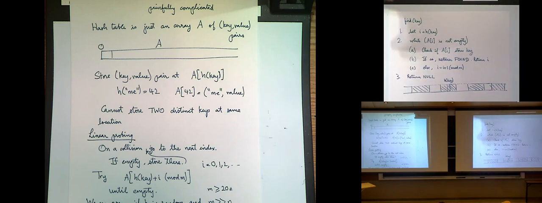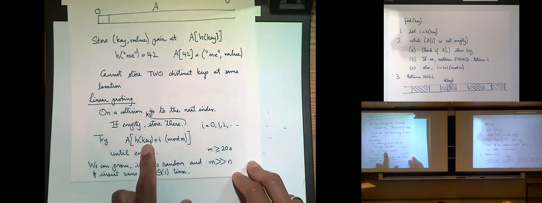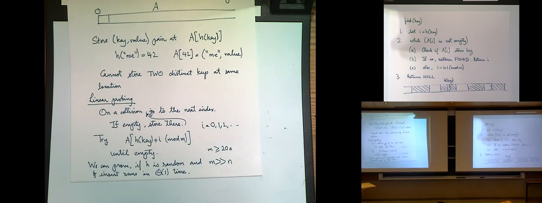Actually, people don't use linear probing. Instead of this, they use something called double probing, where instead of incrementing I, they use a separate hash function to decide how much to jump. So it's much more complicated.